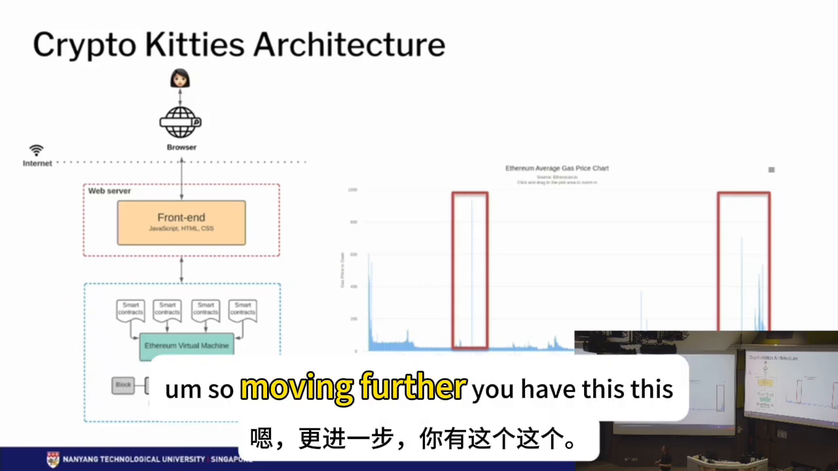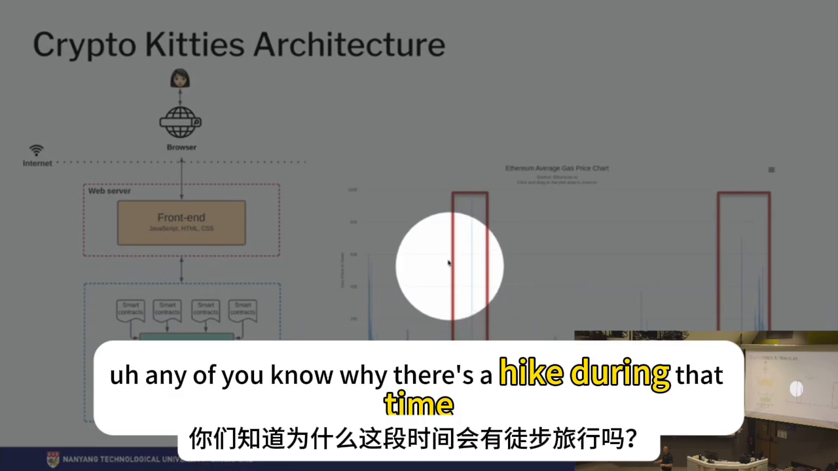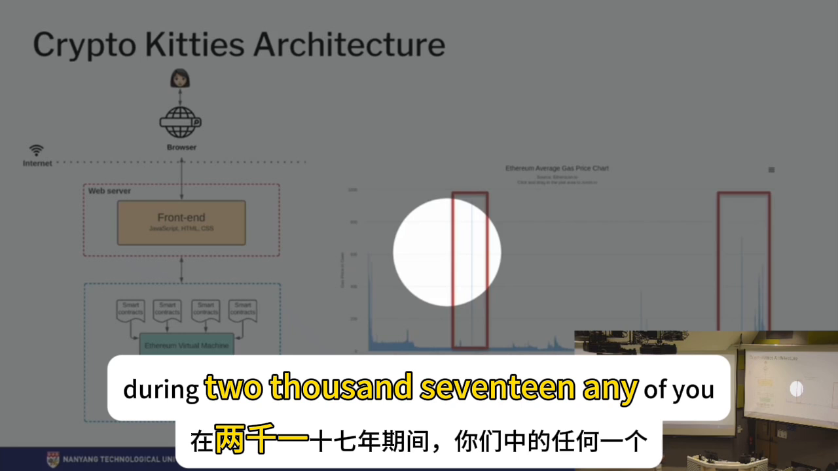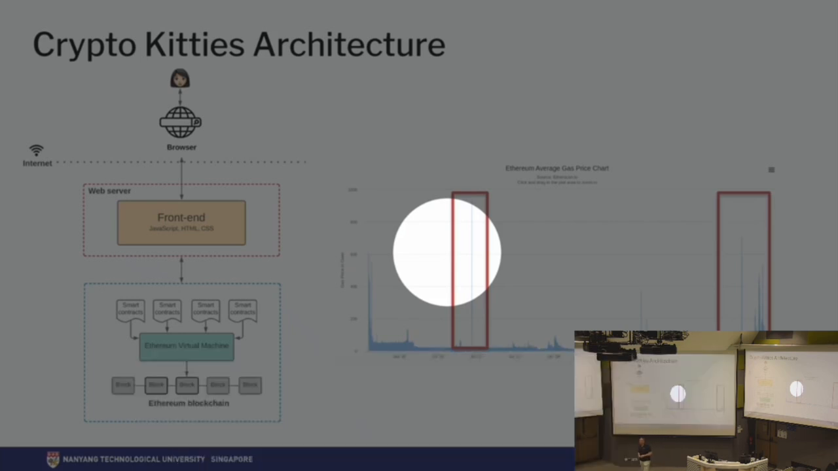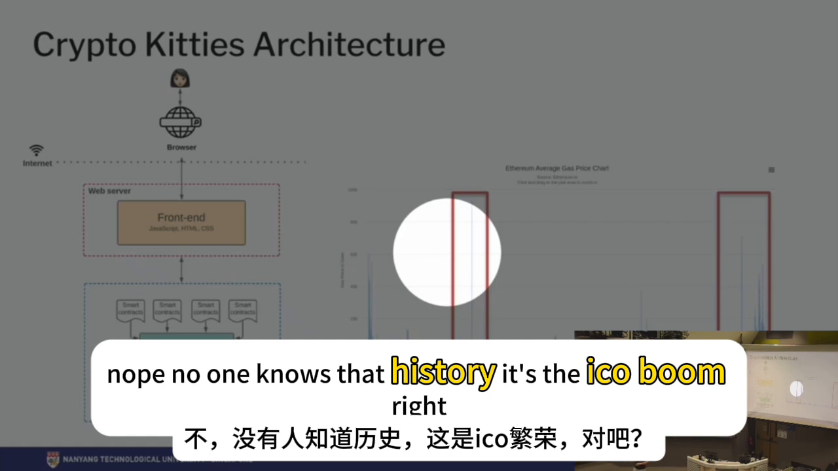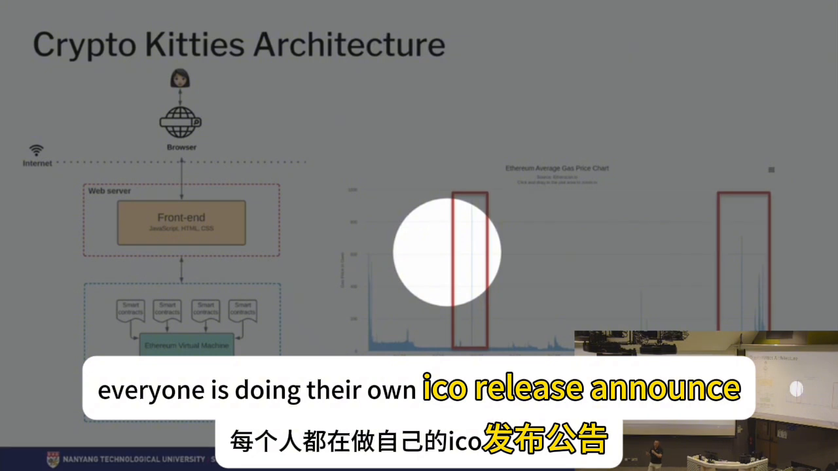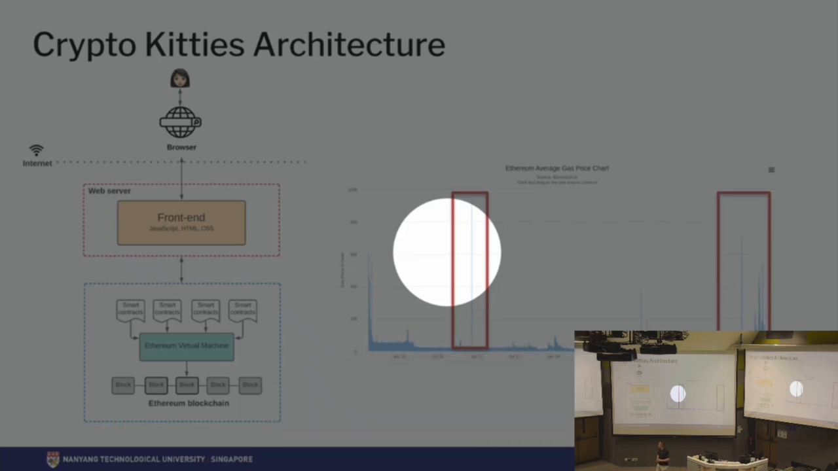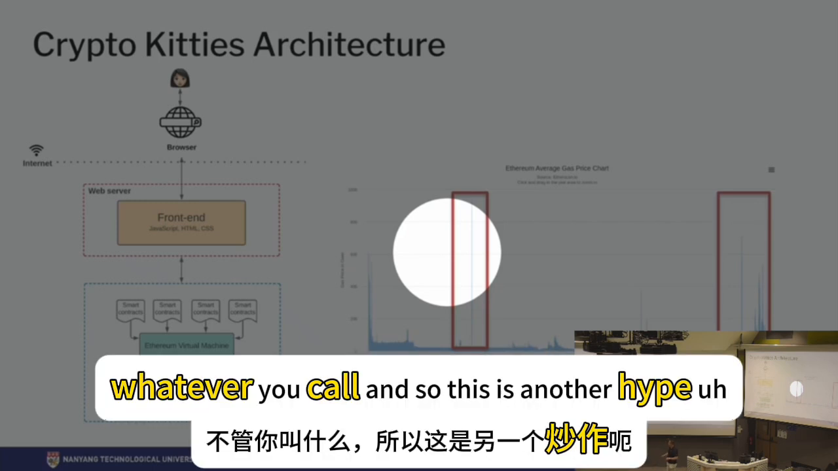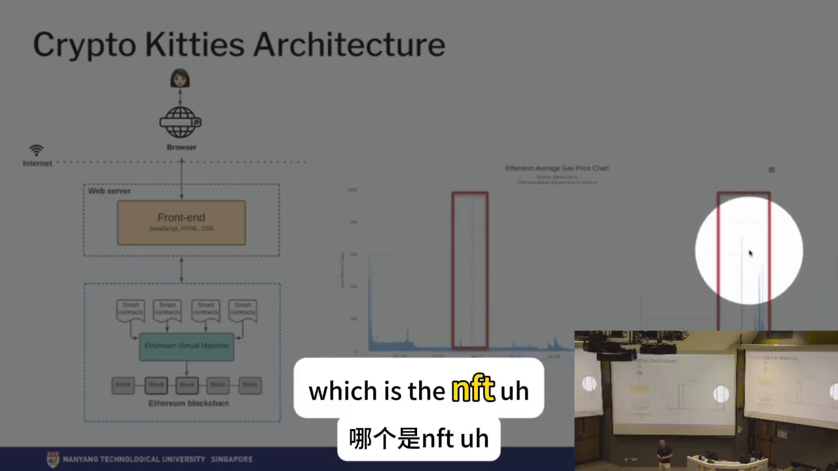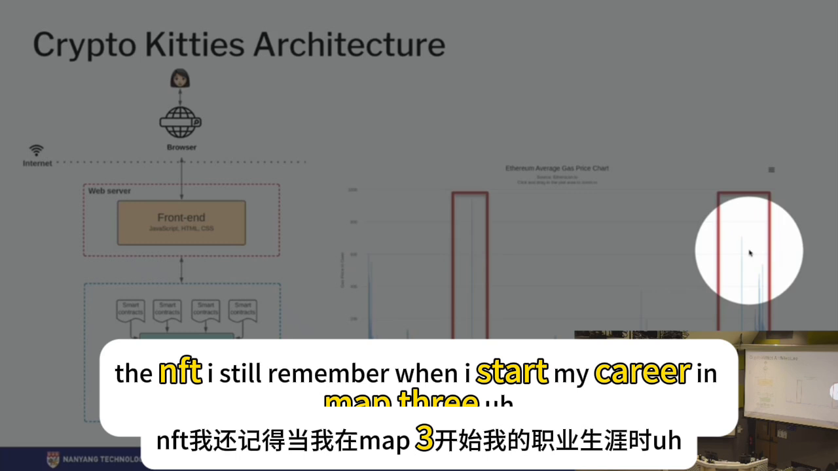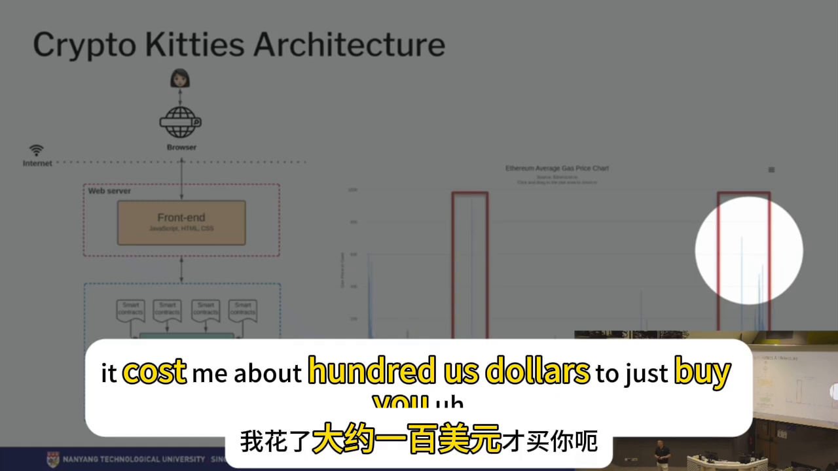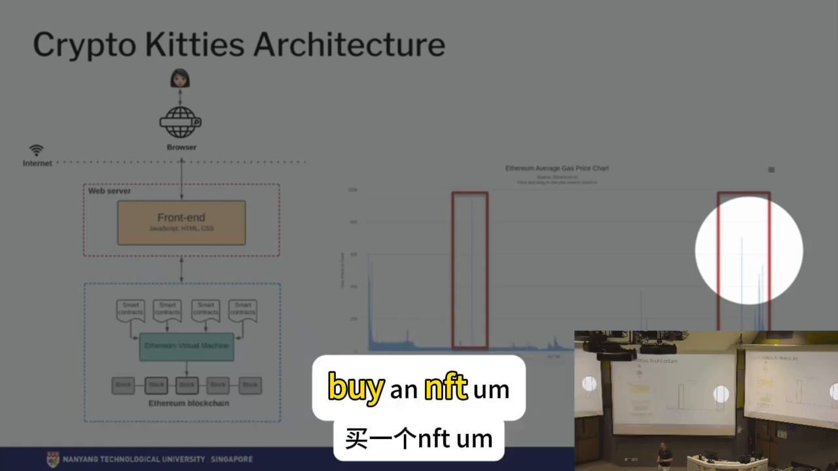Moving further, you have this. Do any of you know why there was a hike during 2017? Anyone? No one knows the history. It's the ICO boom, right? Everyone was doing their own ICO, announcing their token, and a lot of people were trying to buy the shitty coins or altcoins, whatever you call them. Then another hype was NFTs. I still remember when I started my career in Web3, I bought an NFT, and it cost me about $100 US just to buy it.